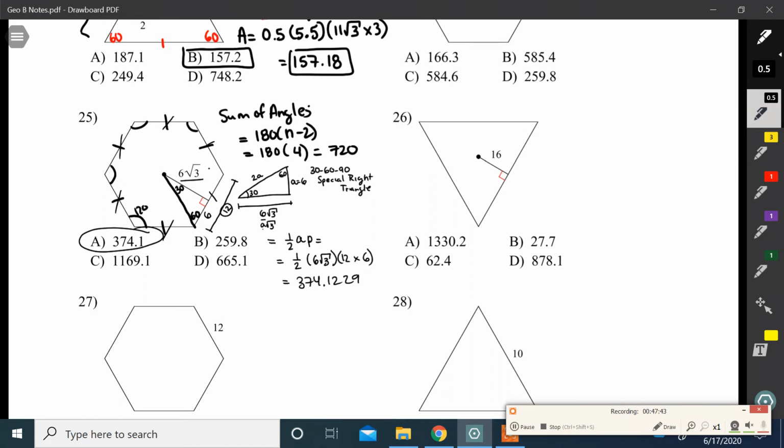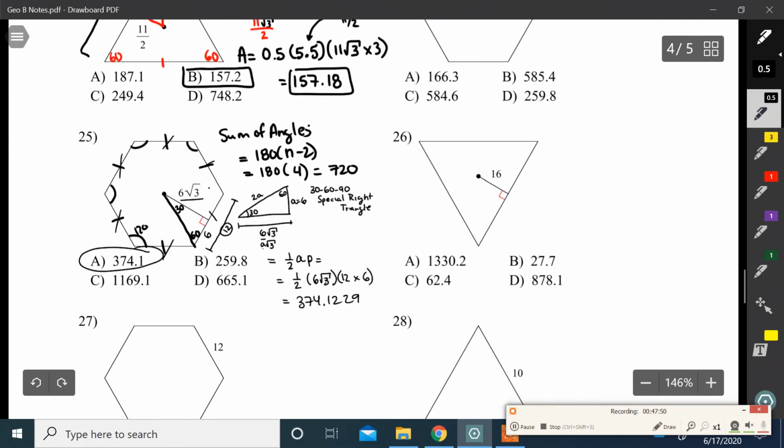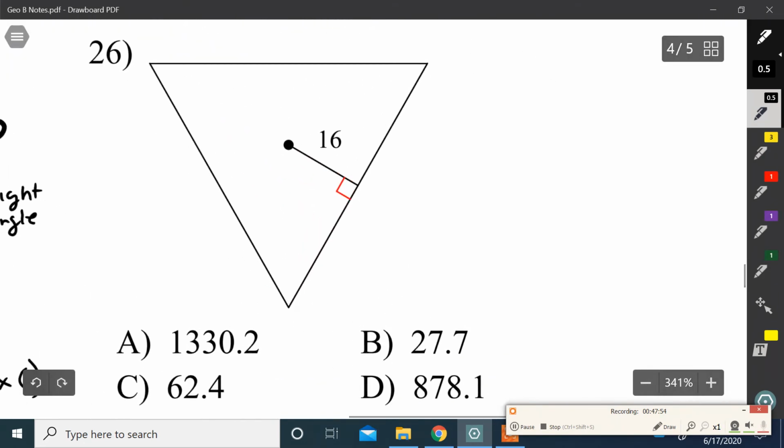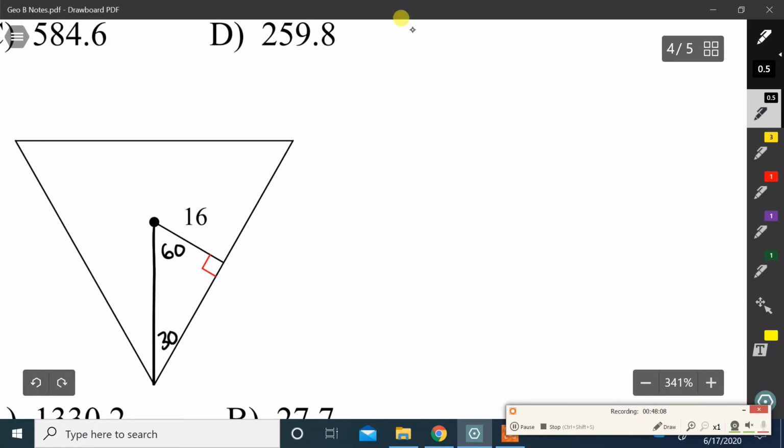I will do number 26 for you, or at least I'll set it up for you, because that one is actually a little bit different and it's a little bit more challenging. So this one right here, remember that if this is 60, then this right here will be 30 and this will be 60. So we have what we call a special right triangle there.